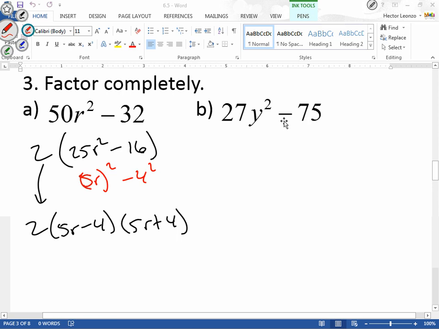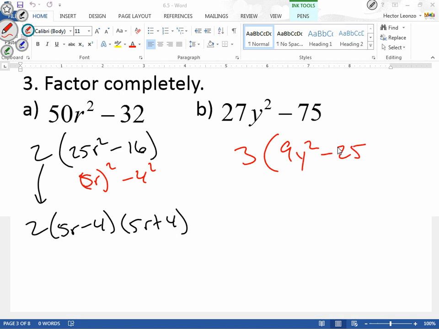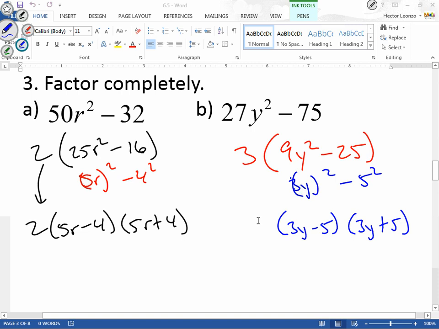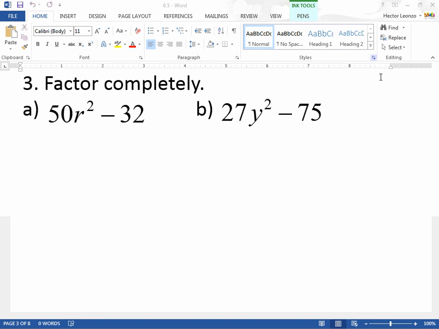Let me divide each of them by 3 to begin with, because I cannot think of the square root of 27. So let me divide both of these by 3. So I have 9y squared minus 25. Now, the parentheses itself looks like 3y squared minus 5 squared. So my factors will be 3y minus 5, 3y plus 5. But don't forget the greatest common factor, the 3 that we took out at the beginning. Don't forget it in your answer. So it's 3 times 3y minus 5 times 3y plus 5. So again, that's the difference of the squares.